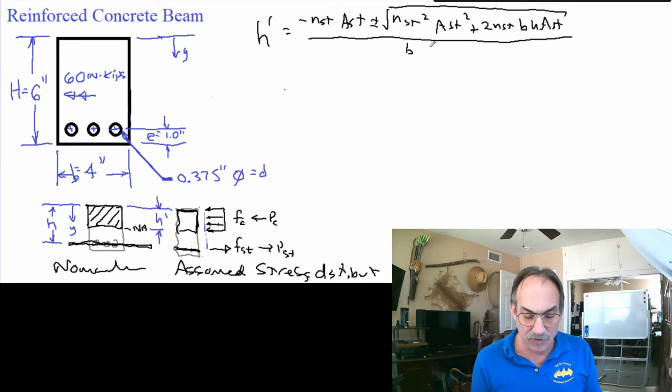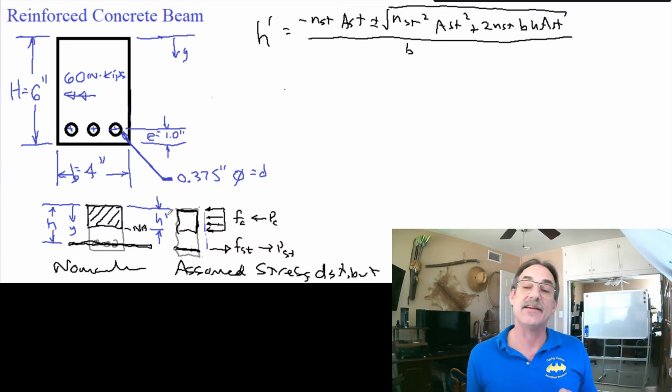That's our first step, to find out what this H prime dimension is that we showed down in our nomenclature. That is giving us the position of the neutral axis from the top of the beam.